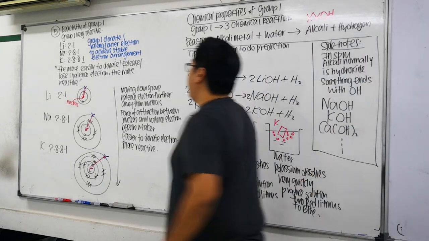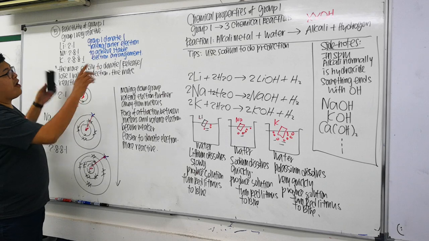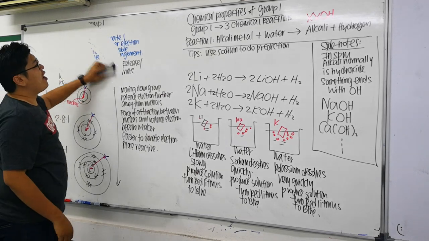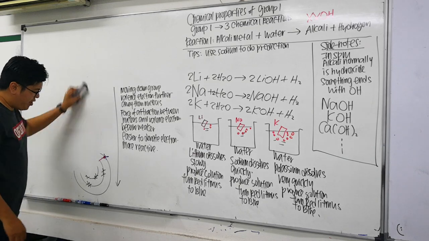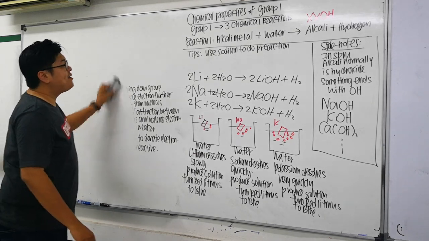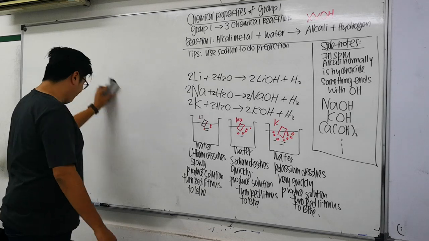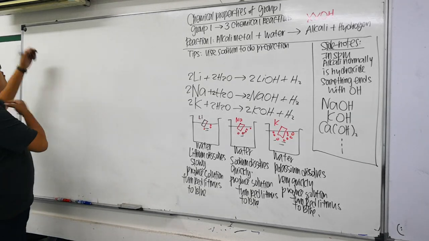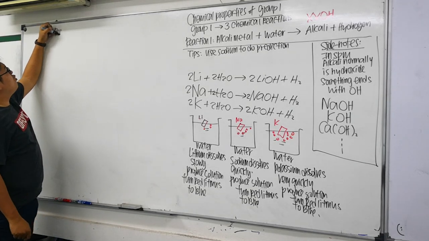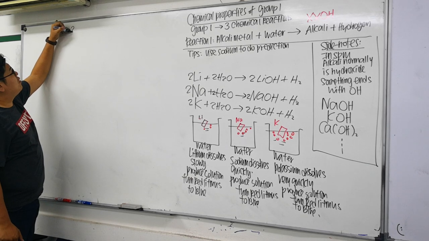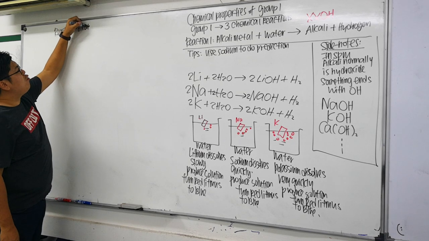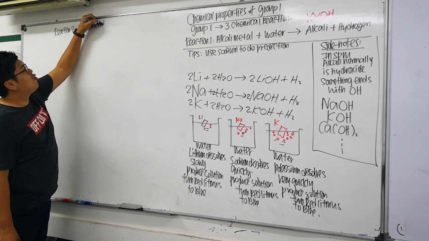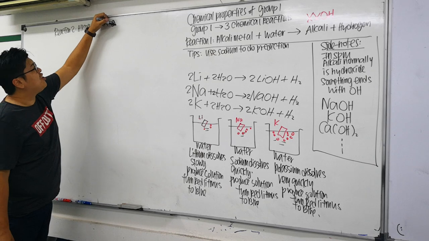Now we will go for reaction number two. Let's learn reaction number two now. Let me erase this. Follow me. Reaction number two: when an alkali metal, which is group 1, reacts with oxygen.